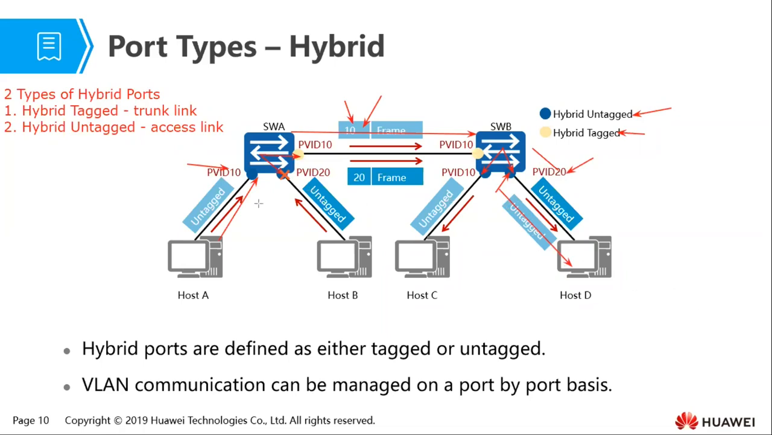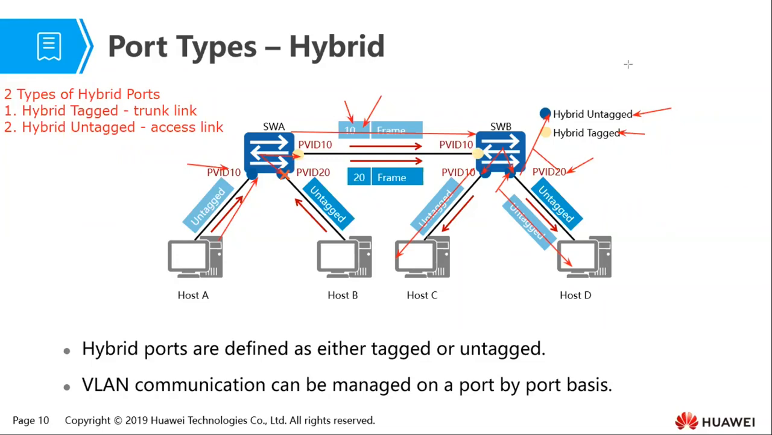So actually that frame from host A is going to be received by both host C and host D, because this is a hybrid tagged port. So it is able to process frames that do not match the PVID. That's one of the main differences between a normal access port and a hybrid tagged port.